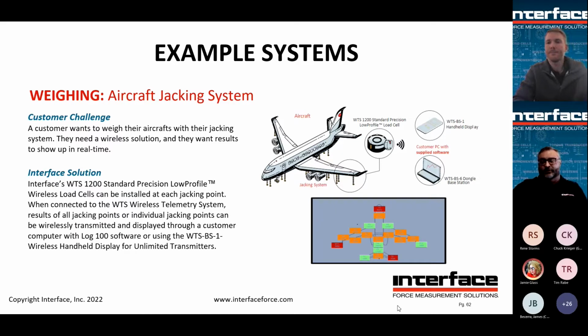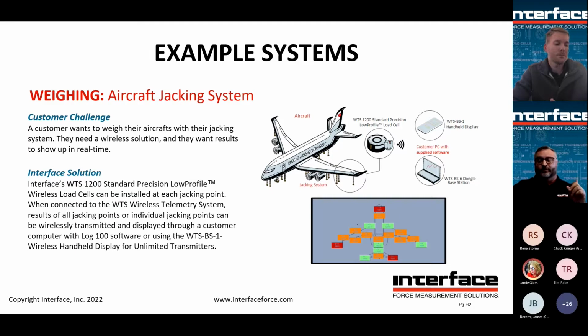This is a system using our WTS wireless system attached to low profile load cells. The customer implemented jacks and fixtures that attach to the jack points on the aircraft. There's custom software that shows each lift point, and they're actually live readings of load showing either red, green, or orange, depending on if the lift is in target.